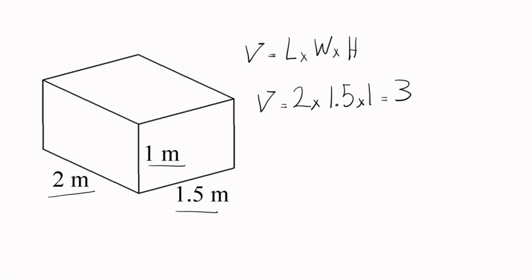But what is the unit of this 3? As you can see, 3 meters are multiplying by each other and the units are corresponding. So we are going to have cubic meter. Really easy.